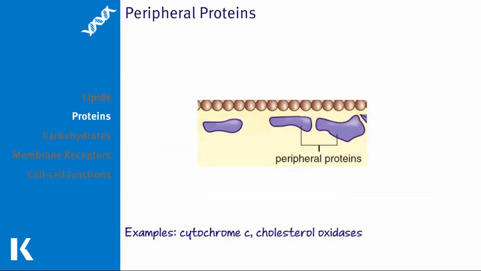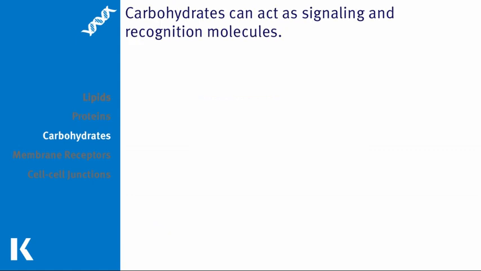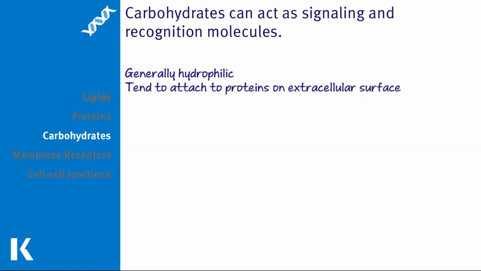Some important examples are cytochrome C and cholesterol oxidases. But cytochrome C is extra special because it's vital for ATP production, so that's a good protein to know when you take the MCAT. While proteins do most of the heavy lifting in terms of moving molecules around, carbohydrates within the cell membrane play a role in sending and receiving chemical messages. They tend to be mostly hydrophilic because they have so many oxygen molecules, so they're on the outside of the cell, which allows proteins to attach to them.